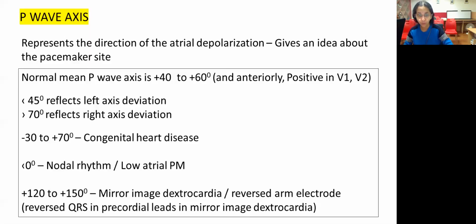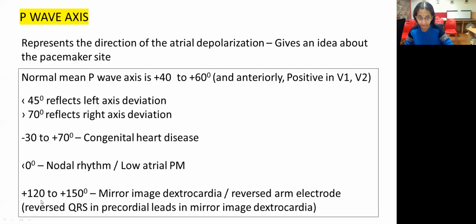When the P wave axis is not between 40 and 60, you need to think of an ectopic P wave or a nodal rhythm. Typically, a nodal rhythm will have a superior P wave axis. And if you have a P wave axis between 120 and 150 degrees, this can happen when you have atrial situs inversus, which typically happens in a mirror image dextrocardia.